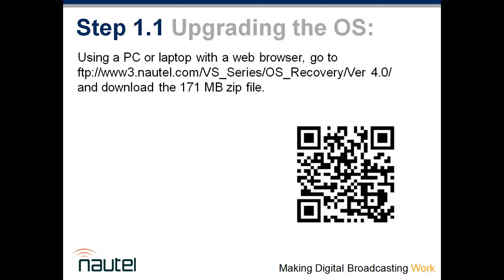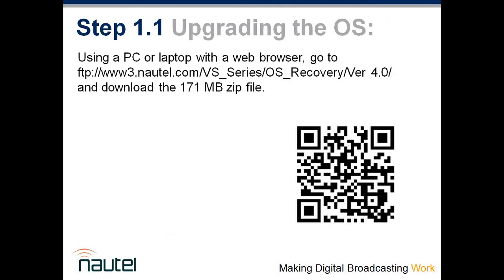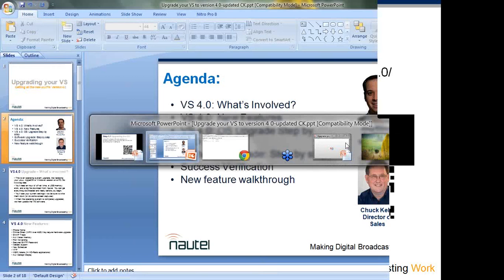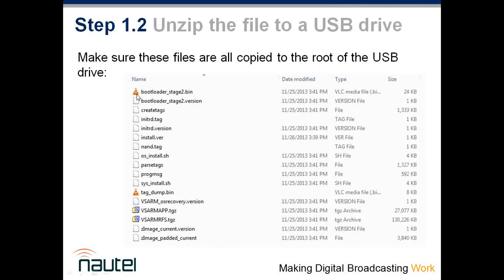Then you're going to want to use a PC or laptop with a web browser and go to this web address, FTP, so-and-so, all the way through. And then there's a 171 megabyte zip file there. And this little graphic here on the side is a QR code. So if you have a QR reader on the PC you're watching this on, you can grab that, and it'll give you that long string for your web browser to download this. And when you do that, you will get to this directory, and this is the file you want to download, this VSRMCS OS Recovery 4.0 zip, and it's 171 megabytes. And when you've got that file, then what you do is continue on here.